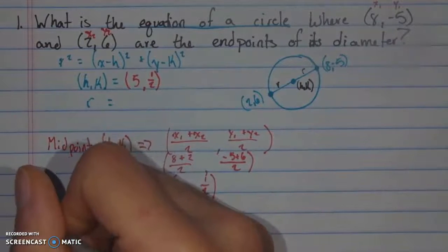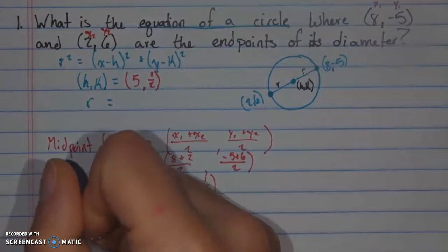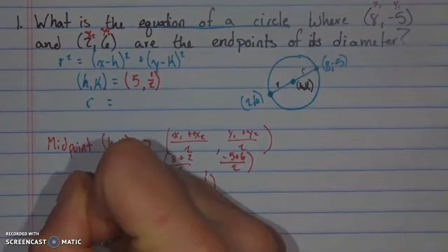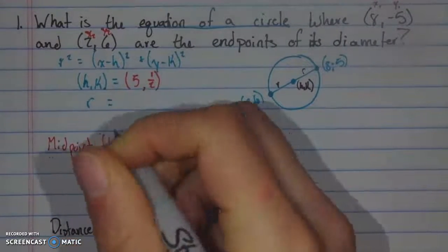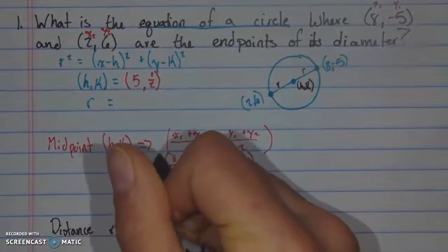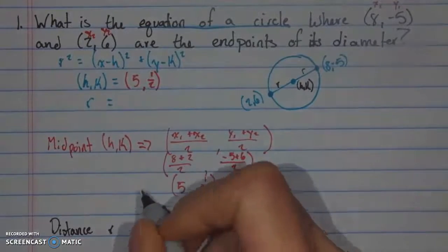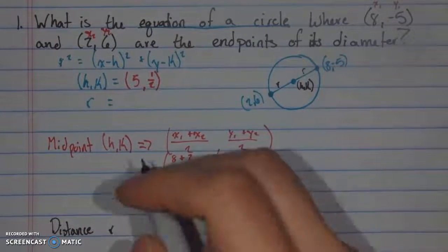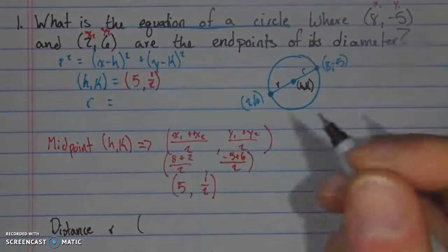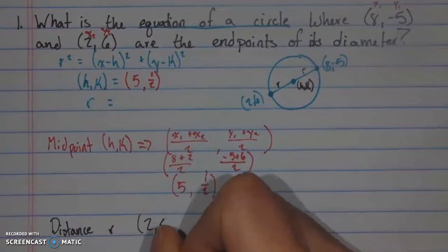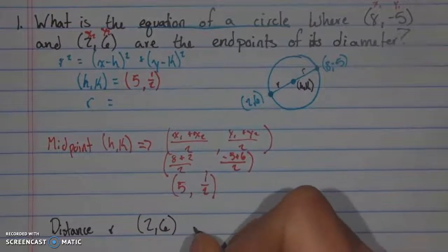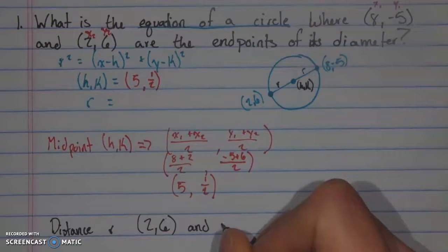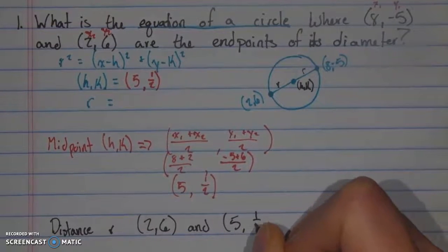So in our distance formula, we know that d, our distance here, is going to be our radius. And we're going to use the points, and it doesn't matter which one you pick. I'm going to pick the positive values just because I don't really like dealing with negative values if I can avoid them. 2, 6, and 5 1/2.